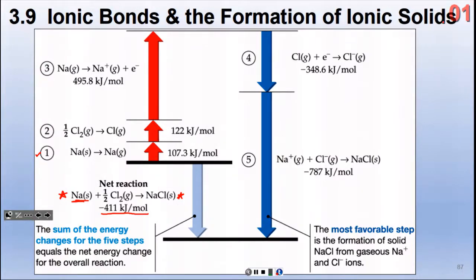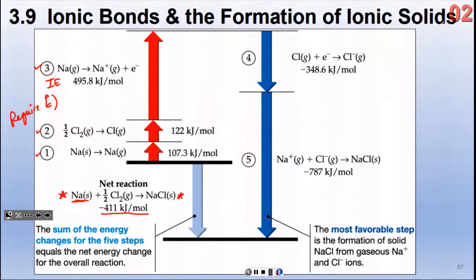The second step is to take half a chlorine molecule as a gas and turn it into a gaseous chlorine atom. That can be measured. And then the third step is to take a gaseous sodium atom and remove an electron from it. Oh, that's ionization energy, right? Ionization energy of the gaseous sodium atom has an energy associated with it. People have calculated that. All those things require energy on this side.